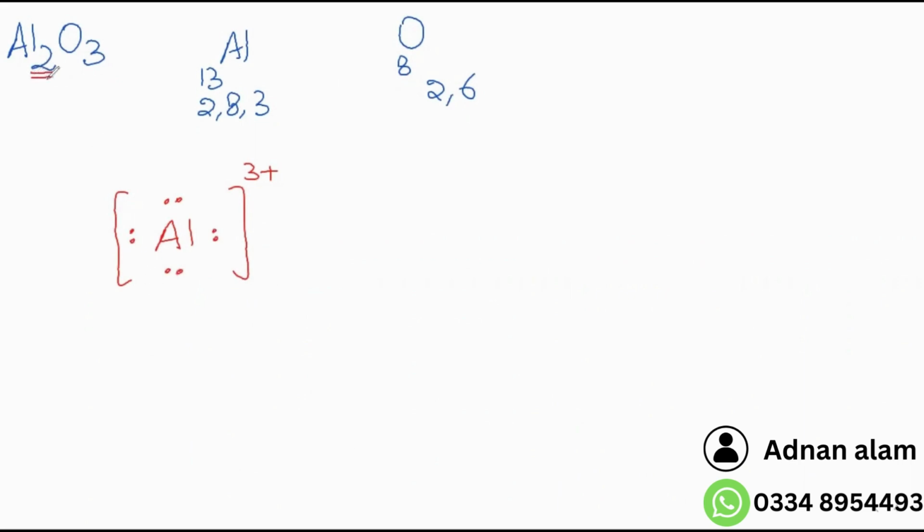Now in the formula, 2 aluminums are present, so that is why I will place 2 here. Together, 6 electrons will be lost by 2 aluminum. One aluminum loses 3 electrons, so 2 aluminum will together lose 6 electrons.